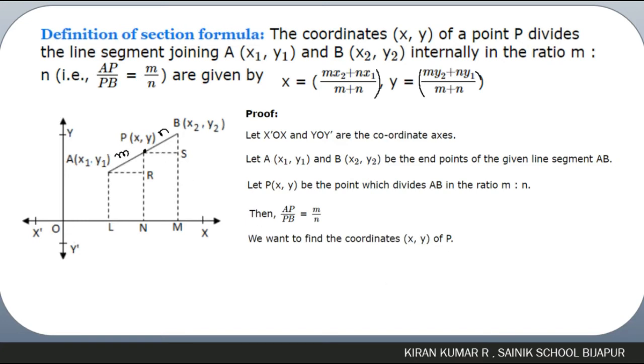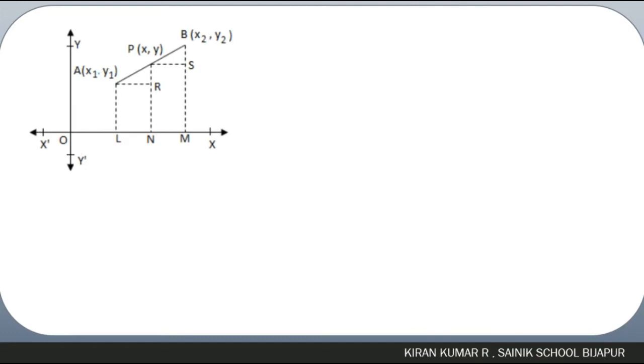To do that, I'll consider the figure again. Here, when we look at the figure, AL is drawn perpendicular to OX, BM is drawn perpendicular to OX, PN is perpendicular to OX, AR is perpendicular to PN, and PS is perpendicular to BM.